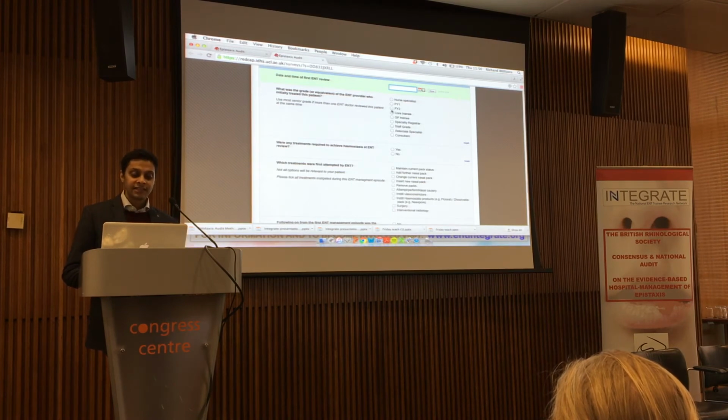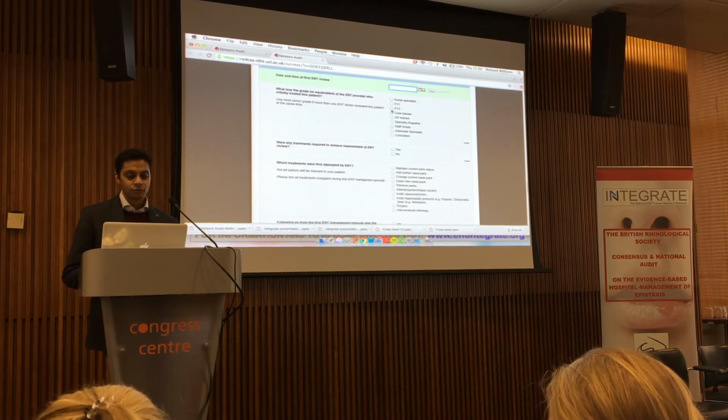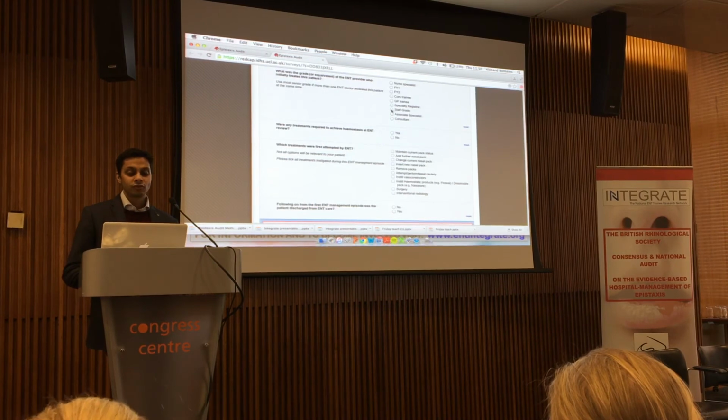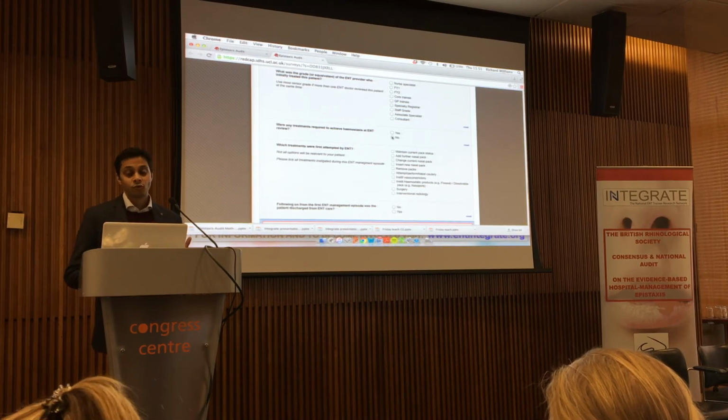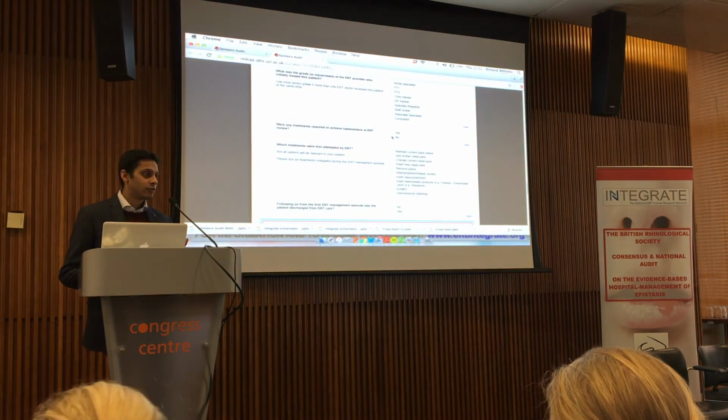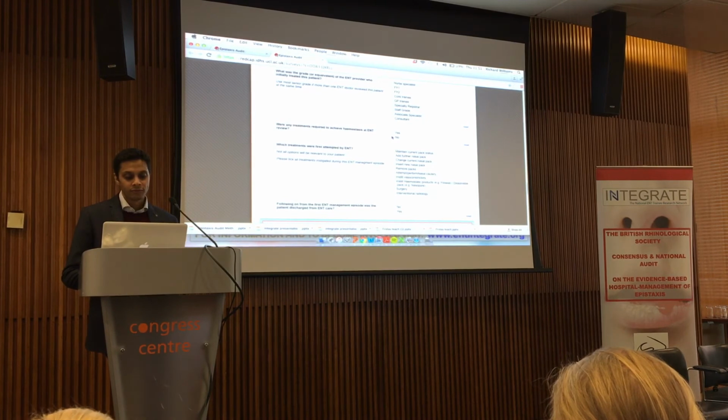So then from the ENT point of view, what was the grade of the doctor who saw them? Was any treatment required to achieve hemostasis during that ENT review? So the answer could be no, because hemostasis had already been achieved. A&E had already done something and they'd stopped all the bleeding.